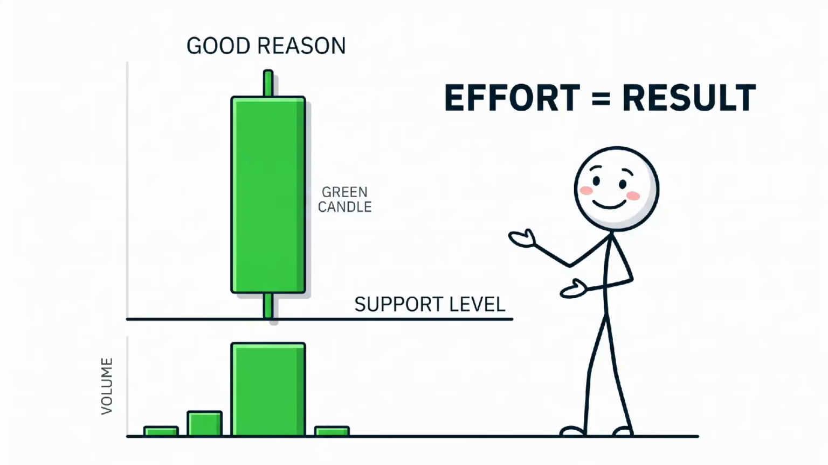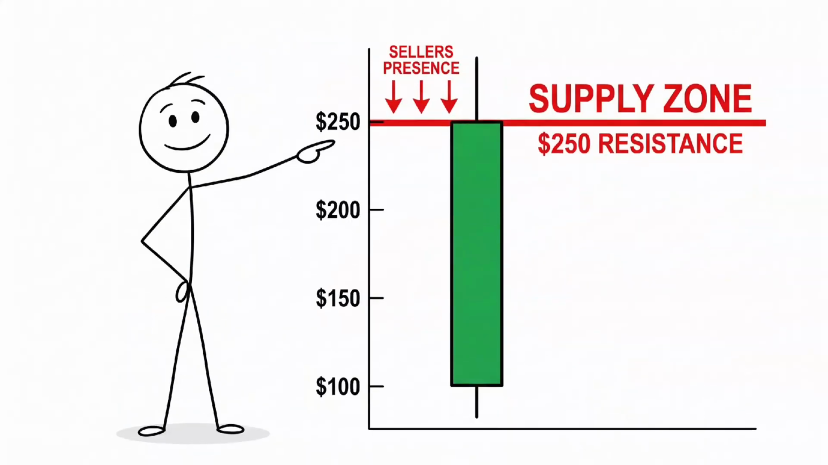In an efficient market, effort and result should be in direct alignment. Large volume should yield a wide price spread. Small volume should yield a narrow price spread. An anomaly occurs when there is a stark discrepancy between effort and result. Let's analyze a case study involving Tesla, TSLA, near a key supply zone at $250.